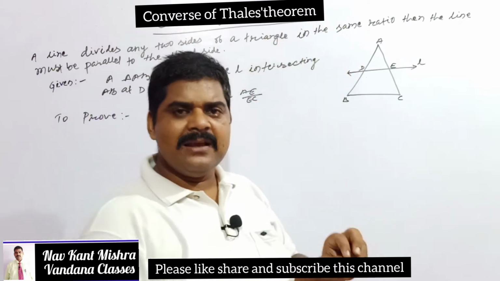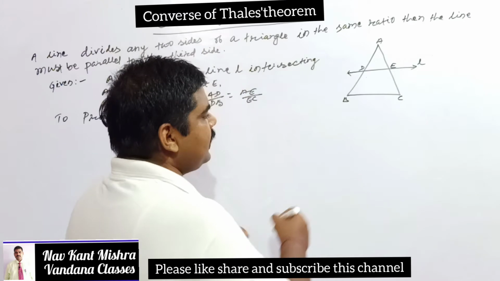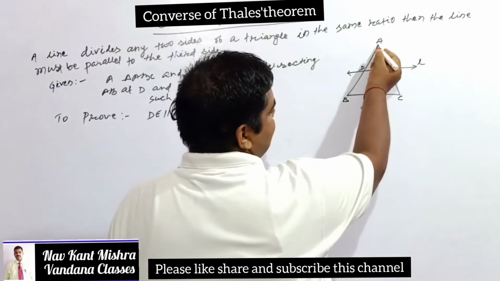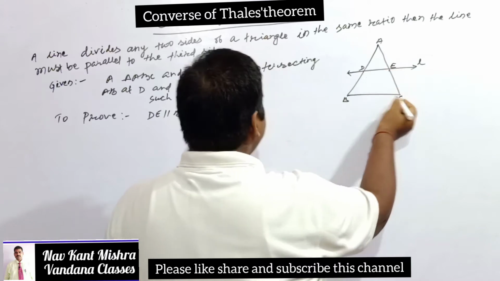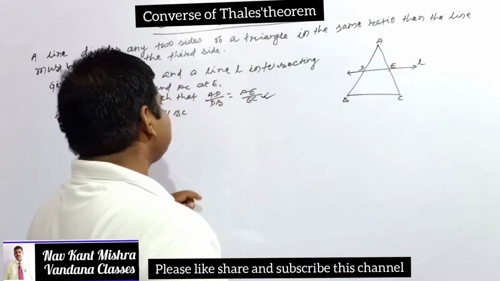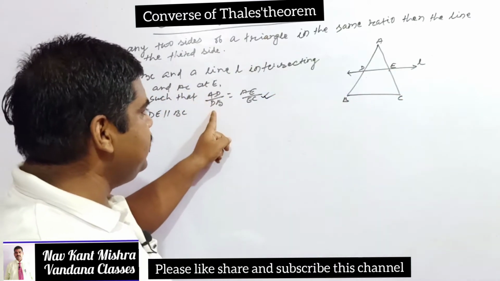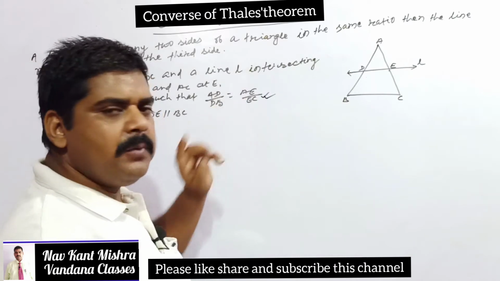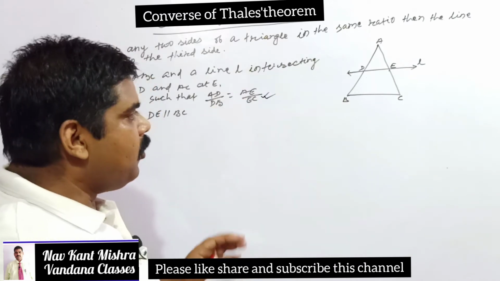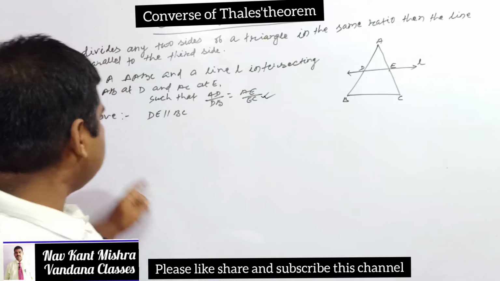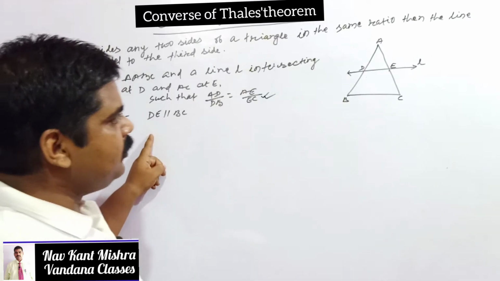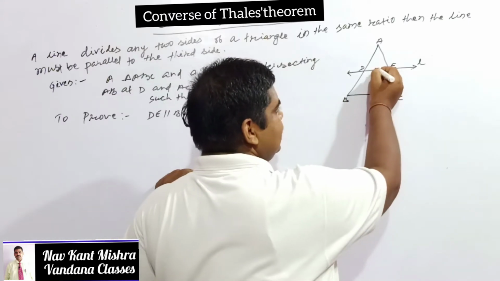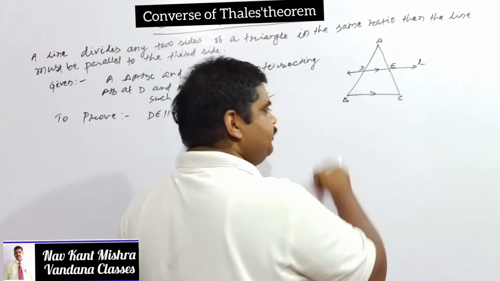Same ratio means equal ratio, and this is why you can write down AD upon DB is equal to AE upon EC. So I have written AD upon DB is equal to AE upon EC. What do you have to prove? So you have to write "to prove". Actually, you have to prove that DE is parallel to BC.